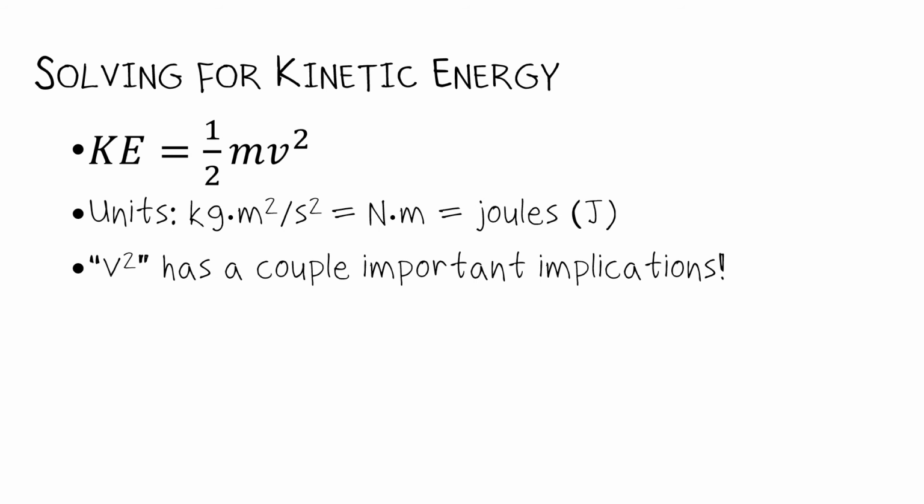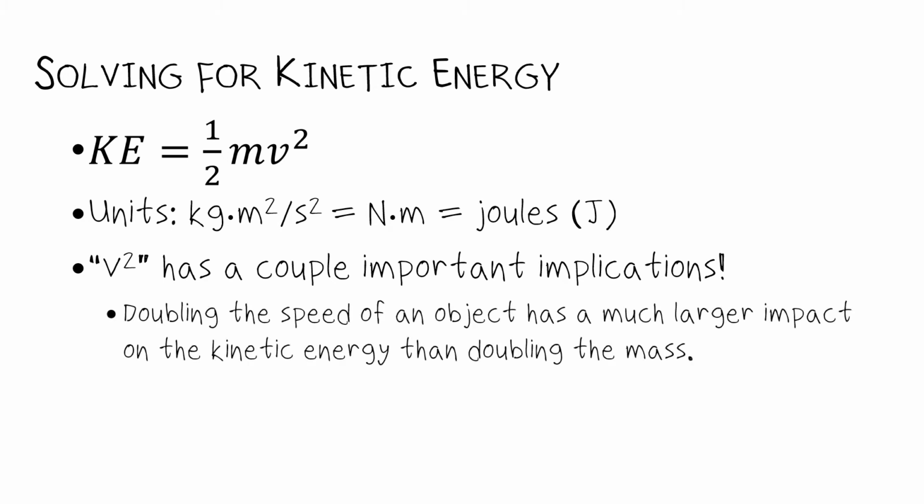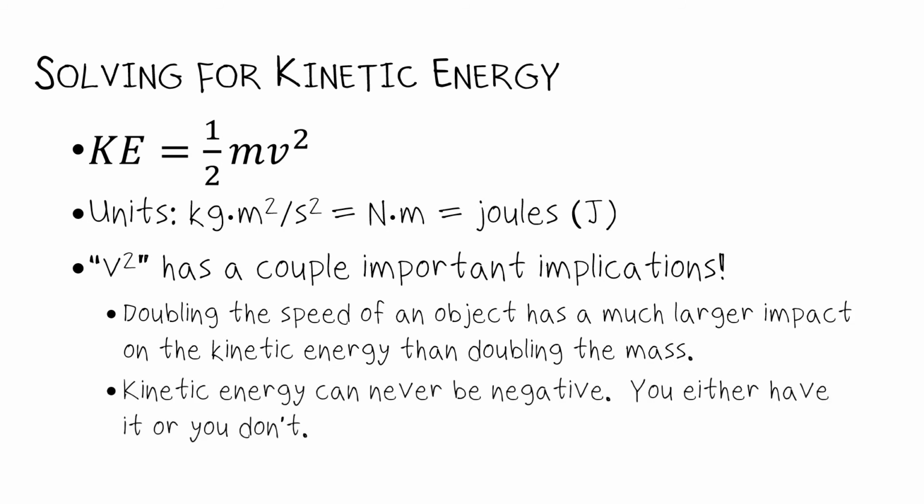And looking at this equation in a little more detail, that v squared term is important for a couple of reasons. First of all, because it's squared, it has a much larger impact on the overall kinetic energy than changing the mass by an equivalent amount. Again, that doesn't mean that mass isn't important. It just means that small changes in the speed can result in large changes in the kinetic energy of the object.